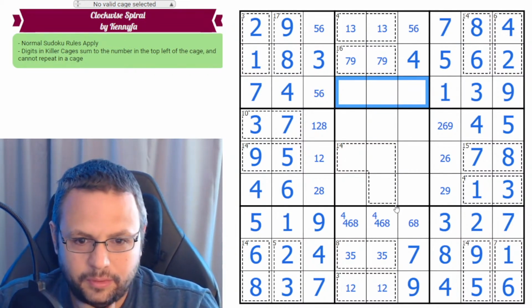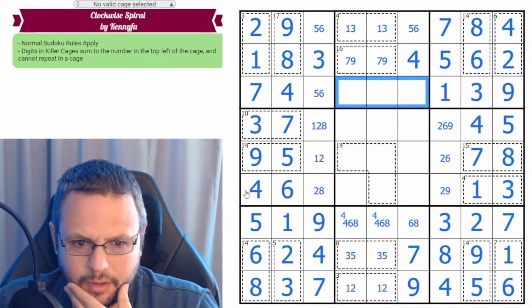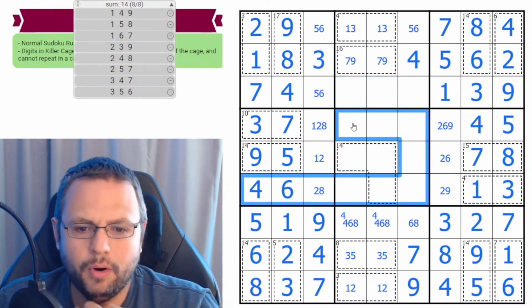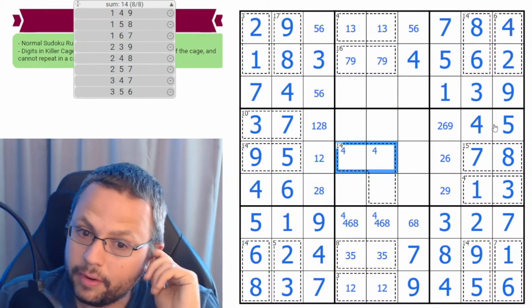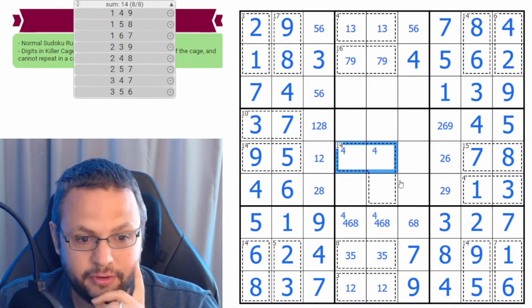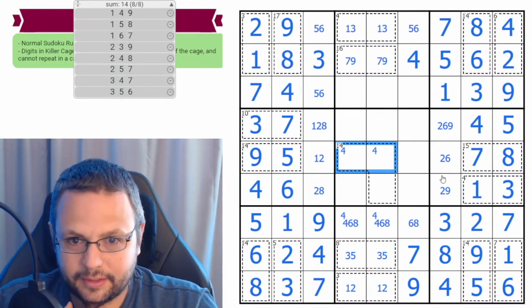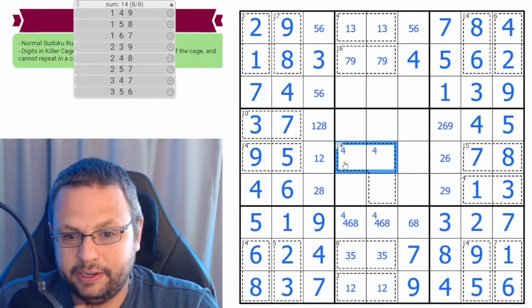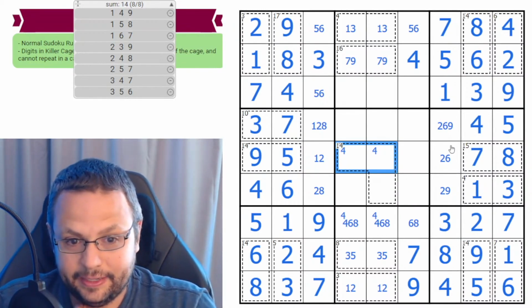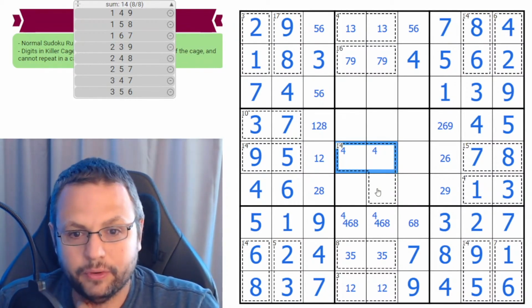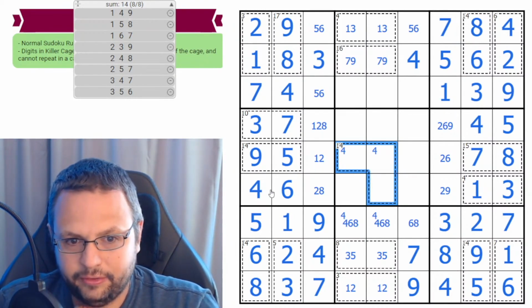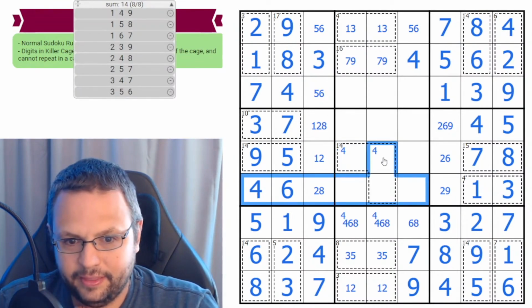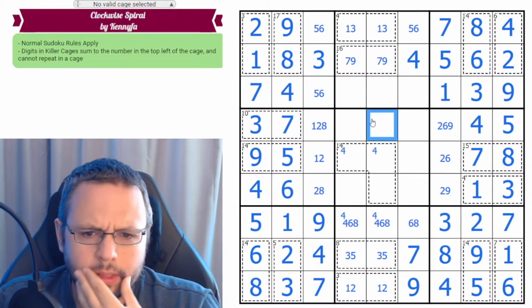Let's see. There we go. Okay. 4 in this box is placed into the cage. So that's the key. 4 in this box is placed into this cage. And so the other two digits in this cage need to add to 10. And so they're not 4, 6. So 6 does not appear in this cage. So does that let me place 6 in this box somehow? It does not seem so.